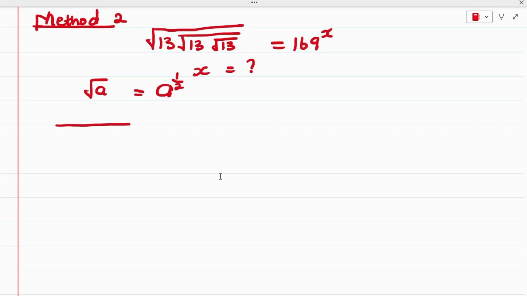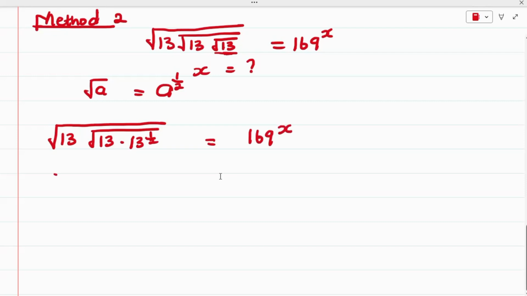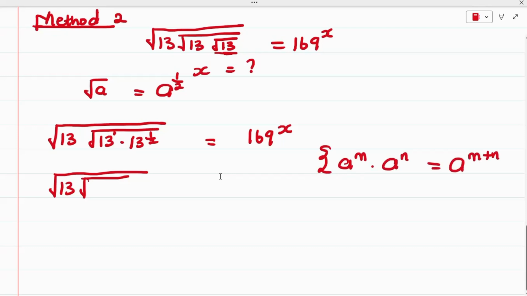So hence we have this to be the square root of 13 into the square root of 13, multiplied. This innermost root here is going to become 13 raised to the power of 1 over 2, which equals 169 raised to the power of x. So we have the square root of 13 into the square root of, now this is raised to the power of 1. From the property of exponents, if we have a raised to the power of m multiplied by a raised to the power of n, this is equal to a raised to the power of m plus n. So applying this, we have 13 raised to the power of 1 plus 1 over 2, and this equals 169 raised to the power of x.